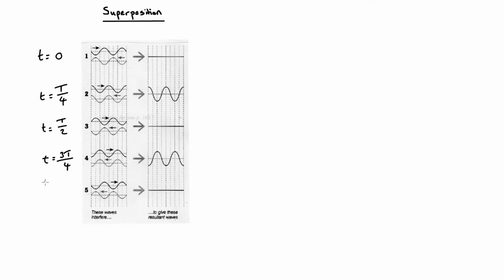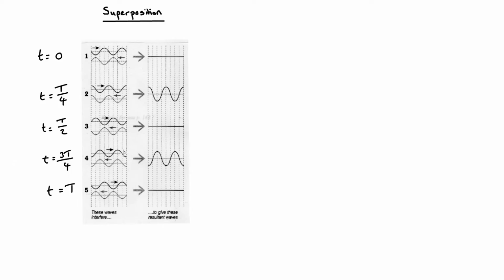And if we go to situation 5 here, now we've moved on one whole period. So each wave has moved a full wavelength from its original position. Top wave to the right, bottom wave to the left. And again, we've got positive and negative displacements matching up. So we will have cancellation.